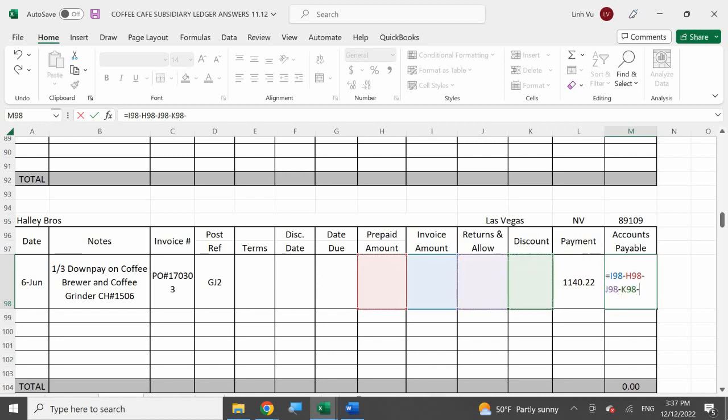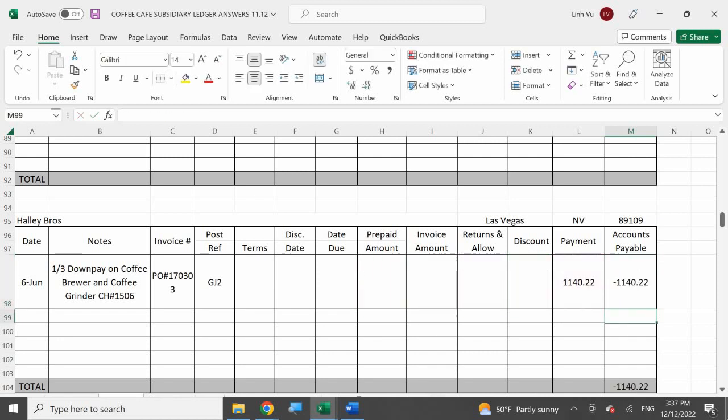Now, in this case, if I did my formula once again as my invoice amount minus my prepaid, minus my returns, minus discounts, minus payments, it says that Hallie Bros owes me $1140.22. Is that true? We still owe them because it's just a down payment. Correct. In this case, we don't owe them $1140.22 because this is just a down payment that's going to go towards my bill.